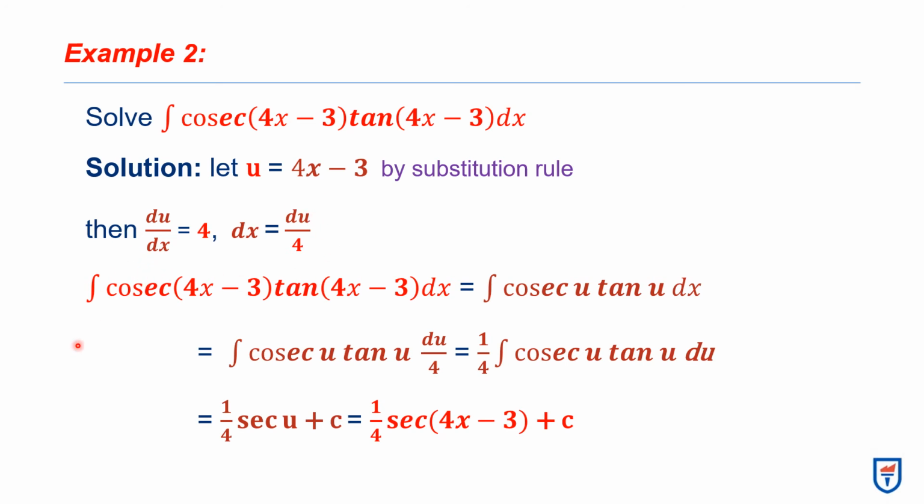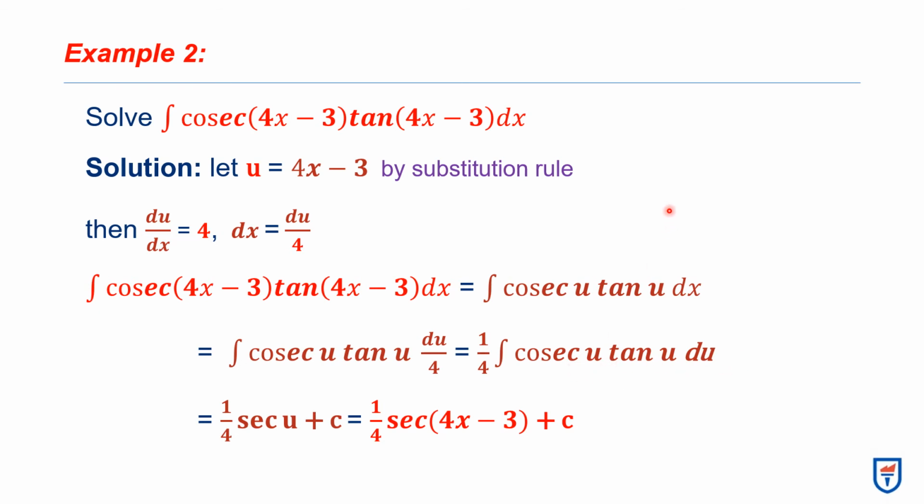Then in our original expression, which is the integration of cosec(4x - 3) tan(4x - 3) dx, in place of 4x - 3 we put u, so we have the integration of cosec u tan u dx. In place of dx we put du over 4. So we have the integration of cosec u tan u du over 4. Then we factor 1 over 4 outside our integral, and we have 1/4 times the integral of cosec u tan u du.